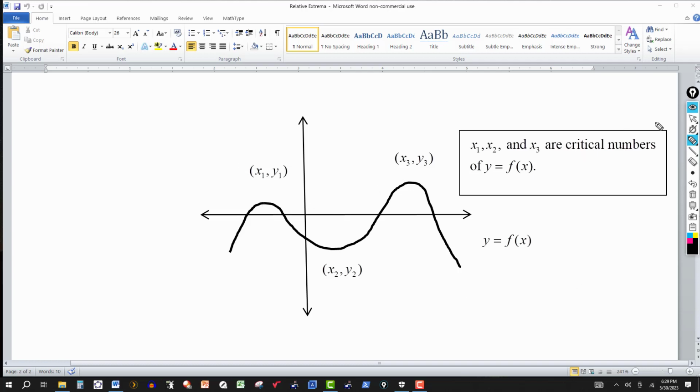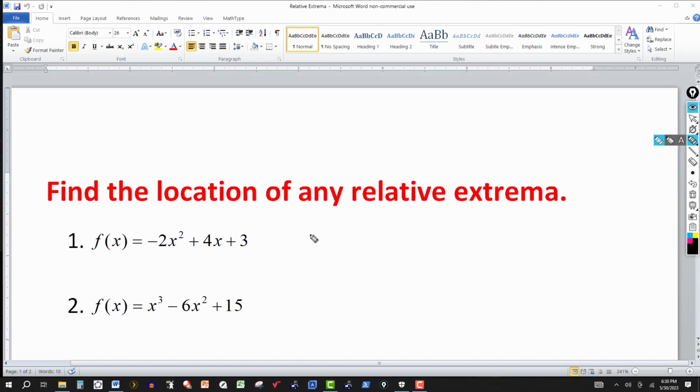So let's go to the first one then, and just find the derivative. Now this is a parabola. Like I said, in this one all you've got to do is find the vertex, and you can do that without any derivatives, but we're using derivatives here. Let's take the derivative of this. This is going to be minus 4x.